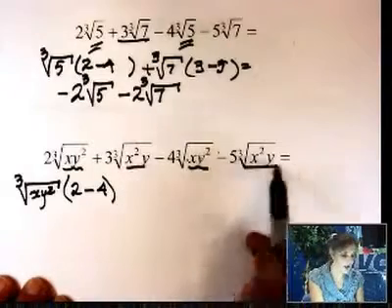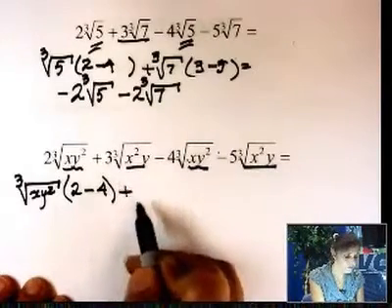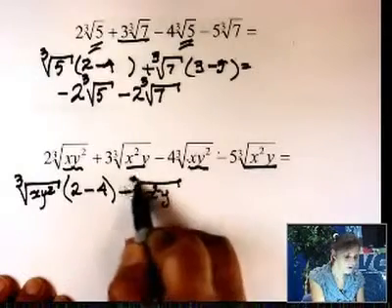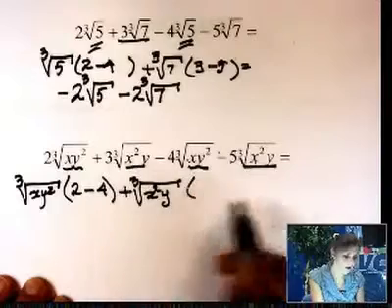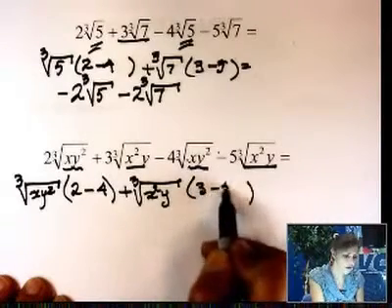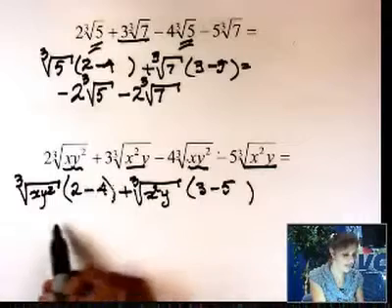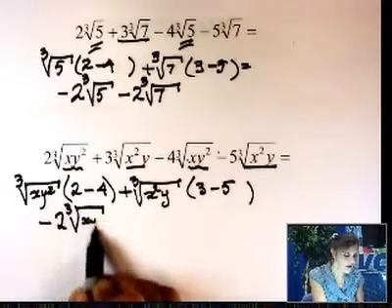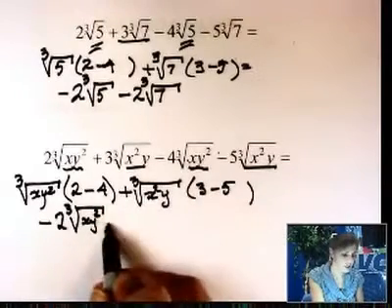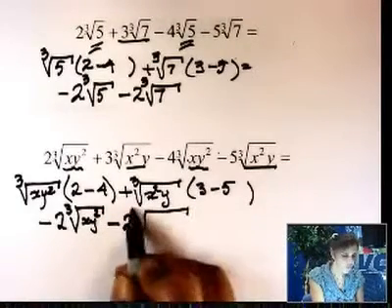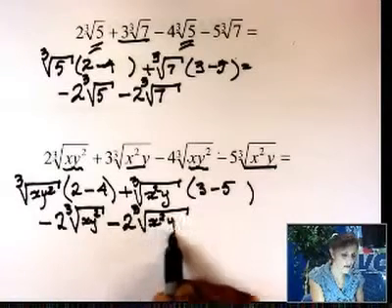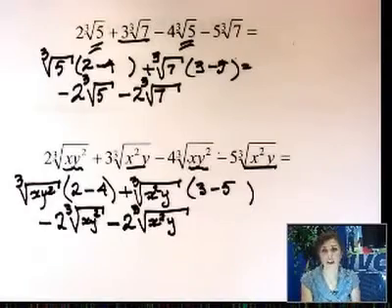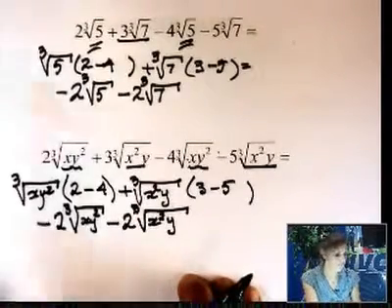X squared y. So pull that out. X squared y, and that's cube root. Both of them cube root. Good. What do I have? 3 minus 5. And look what you have. 2 minus 4, that's negative 2 cube root of xy squared. 3 minus 5, that's negative 2 cube root of x squared y. Guess what? You cannot put those two together because they're not like terms. And that's the end of that expression.